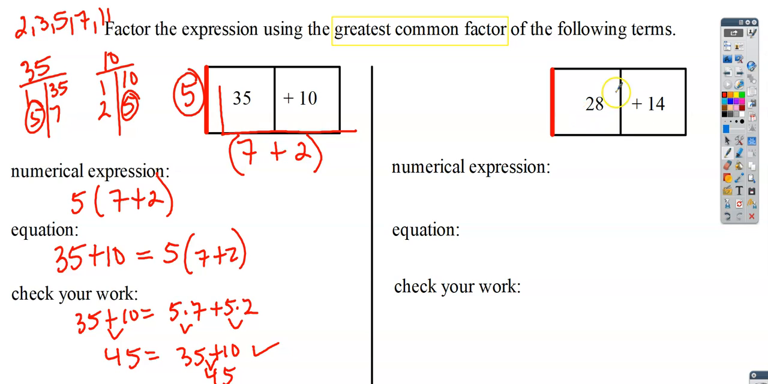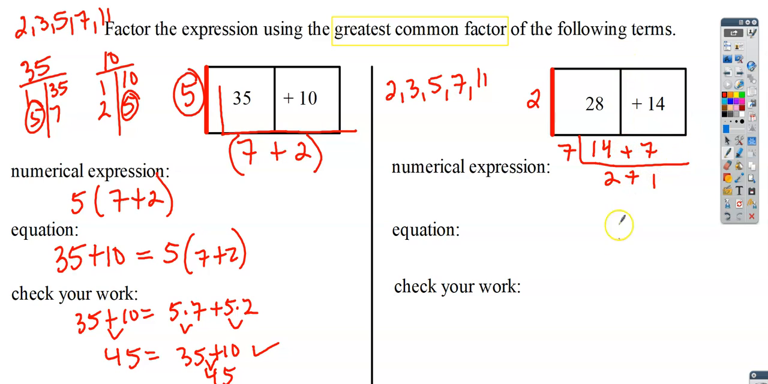Okay, let's look at another example. This time it's 28 plus 14. I don't like making a list of factors, so I'm going to keep using my factor ladder because I think it's pretty simple for me. I notice that both of my numbers are even, which means I'm just going to divide out by 2. I get 14 and 7. I look back at my list for another prime number to divide out, and I see I'm going to use 7. I get 2. Oops, I forgot the plus. 2 plus 1. I always keep the plus or the minus so that I don't forget it.